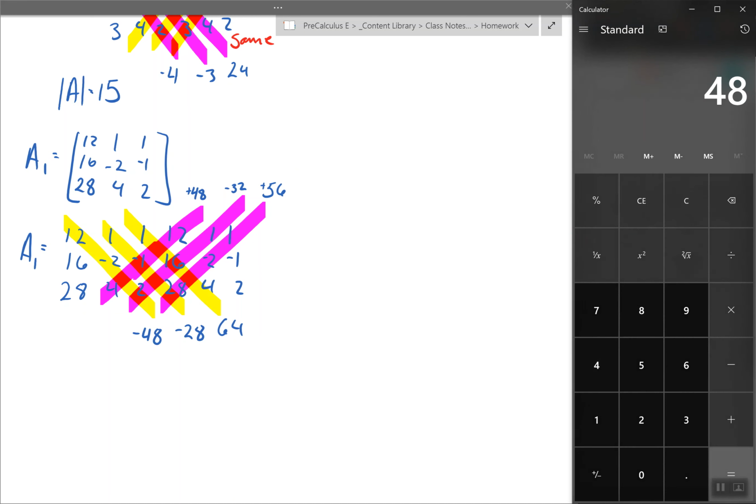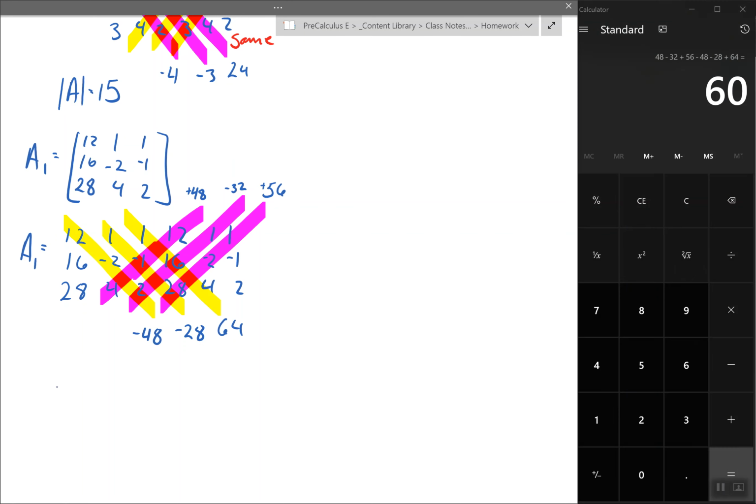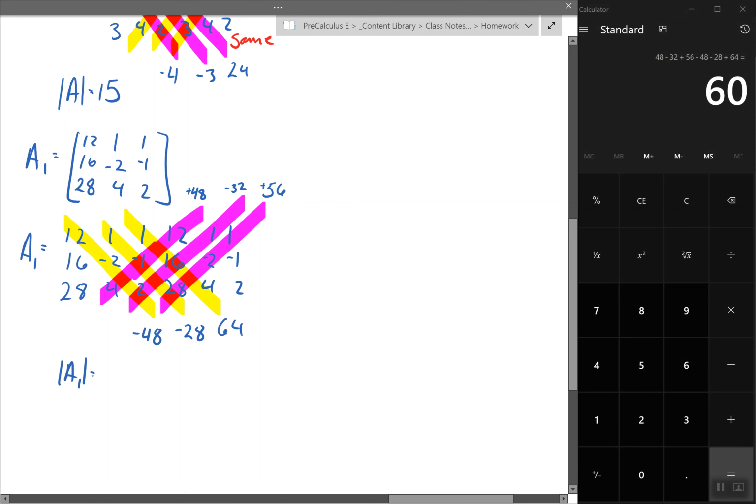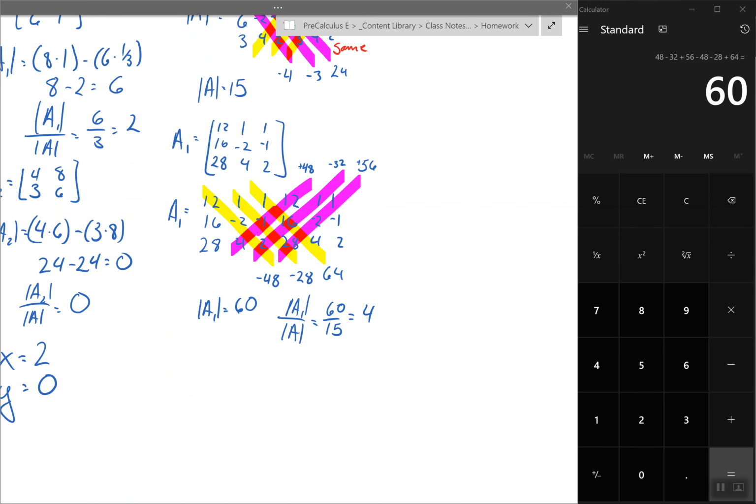Okay. So let's add these up and see what we get. So we have 48 minus 32 plus 56 minus 48 minus 28 plus 64. And hopefully it's divisible by 15. It is 60. Okay, that's good news. So A1 is 60, which means our first solution is 60 divided by 15, which is 4. Okay, and then we move on to A2.